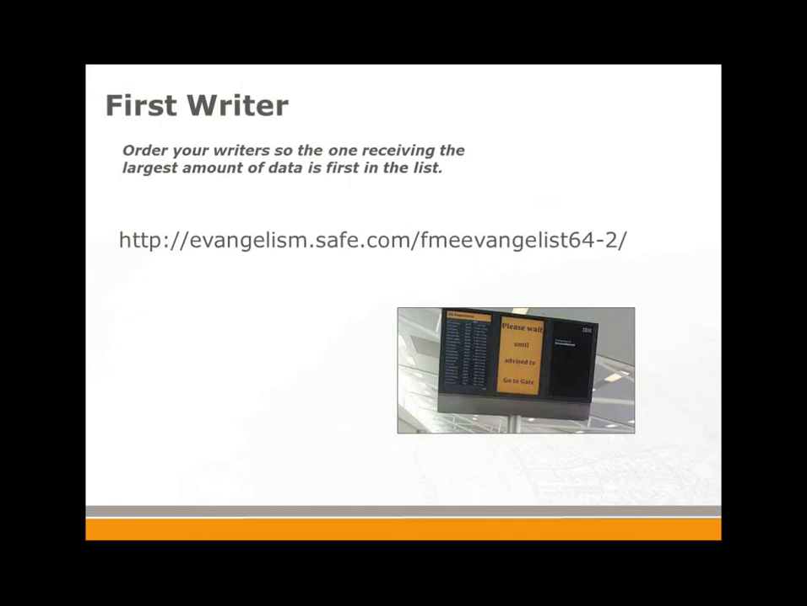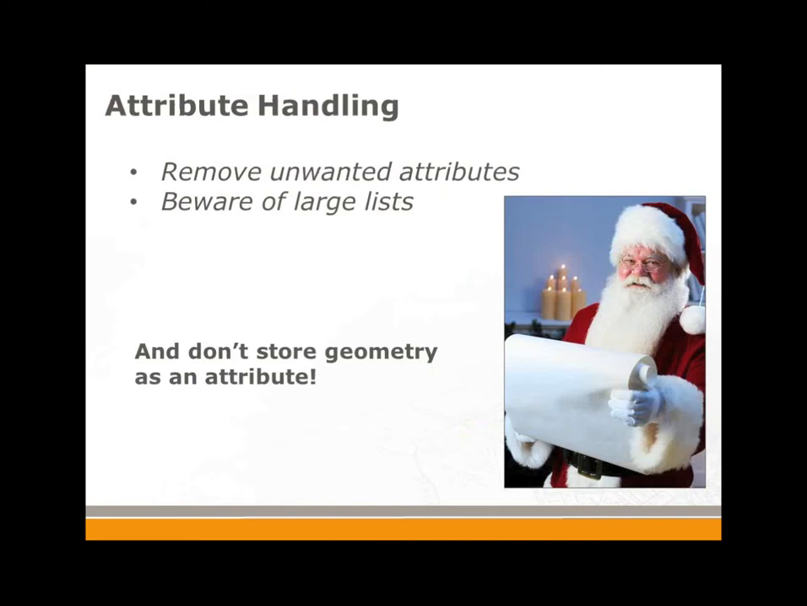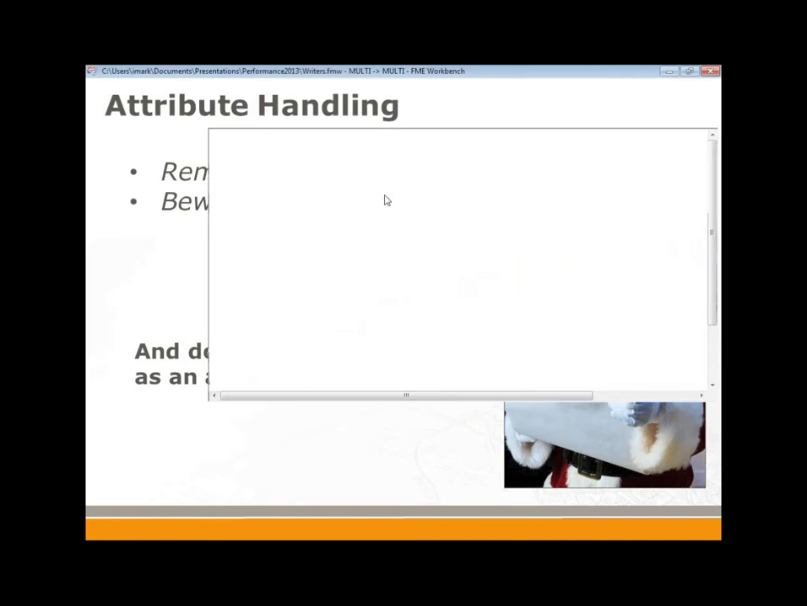And one last set of tips here, attribute handling. Basically remove any unwanted attributes from your workspace, and again it will save memory and save time. Again, beware of large lists, and I'm going to show you something in a moment to show you what would be a problem with that. And don't store geometry as an attribute. Sometimes you have to do that, but try and drop it as quick as you can. Don't read a spatial database using a non-spatial reader. If you're going to read the geometry column into an attribute, that would be bad. So let's have a look at that.